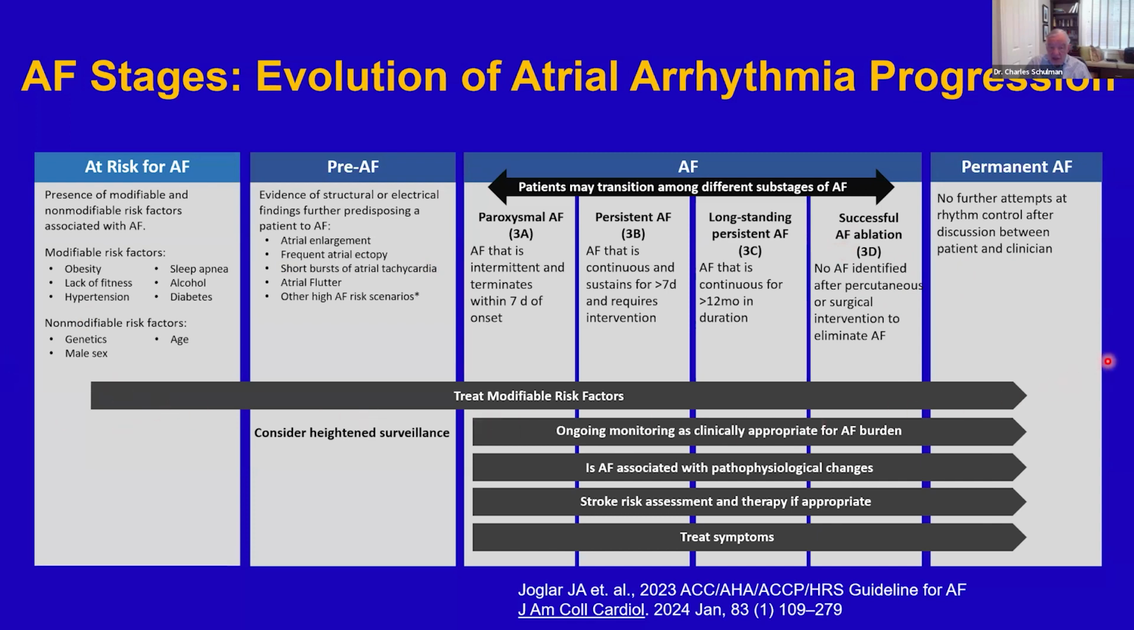At all of these stages, treatment of modifiable risk factors is important, and then ongoing monitoring as appropriate for AFib burden. AFib burden is the percentage of time that you are actually in AFib. We get figures for AFib burden on the long-term ambulatory ECG monitoring systems.